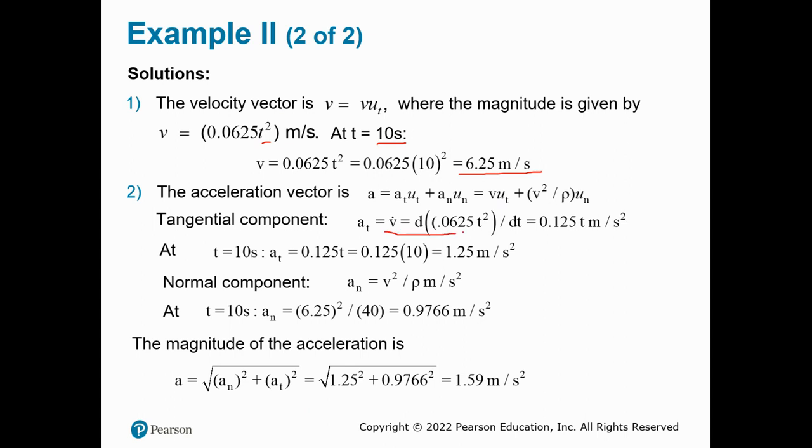Tangent part will be the derivative of the velocity with respect to time. And again, plug in our time at 10 seconds. That will give me the acceleration at 10 seconds, 1.25 meters per second squared.